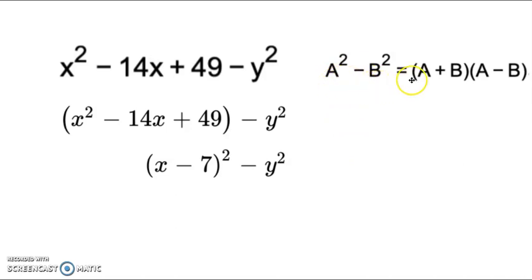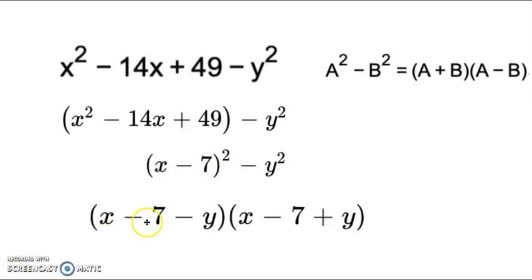Take the square root of both of them, a and b, and make it opposite signs. So x minus 7 is a and y is b. So I'll have x minus 7 minus y and x minus 7 plus y. So this would be my answer.